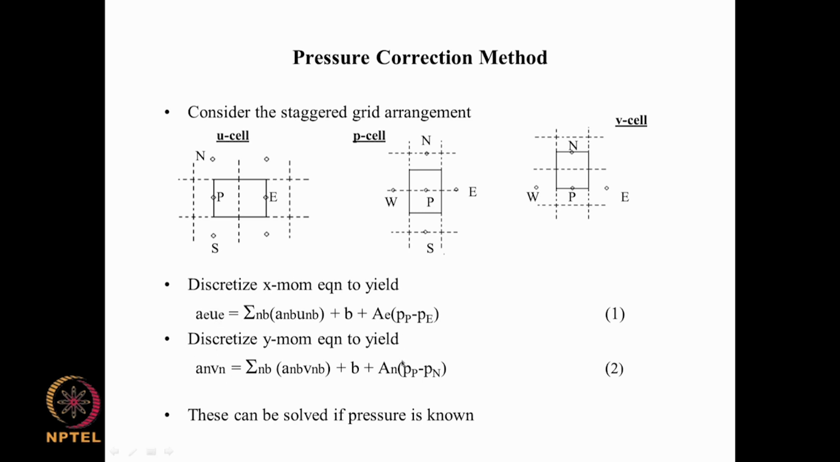And again, if the pressure field is known at every grid cell ij, then we can solve this set of AV equal to B equations for velocity at every ij plus half. But the question is, how do we know the pressure?